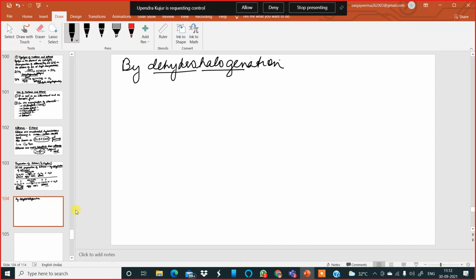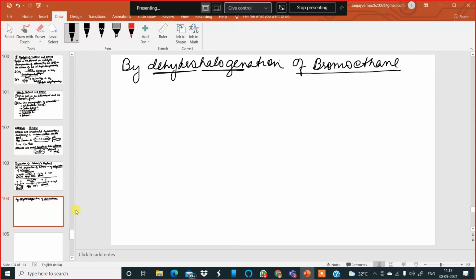Dehydrohalogenation means hydrogen out, halogen out, both of them out. That's why it is called dehydrohalogenation. By dehydrohalogenation of bromoethane, we can prepare ethene in the lab by using this method also.